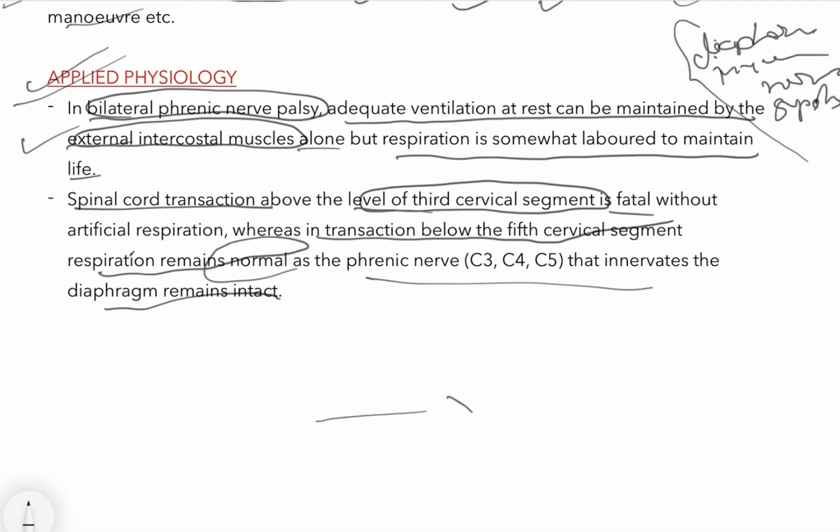So it was all about today, where we have discussed the mechanism of pulmonary ventilation part 1. In the next video we will discuss part 2.